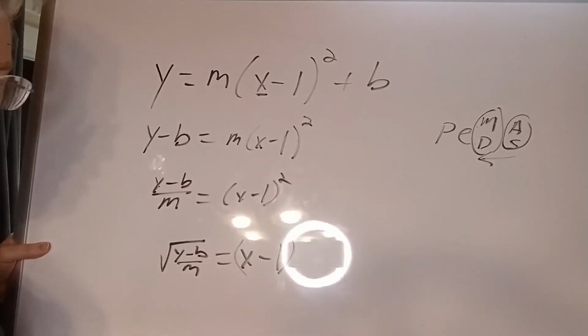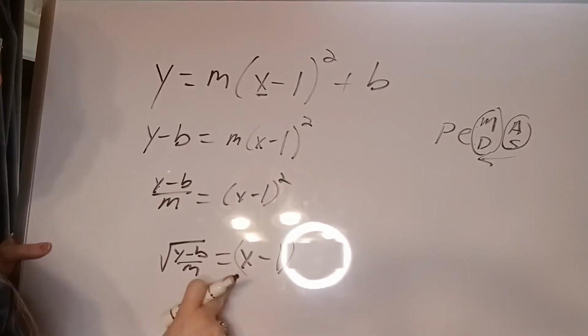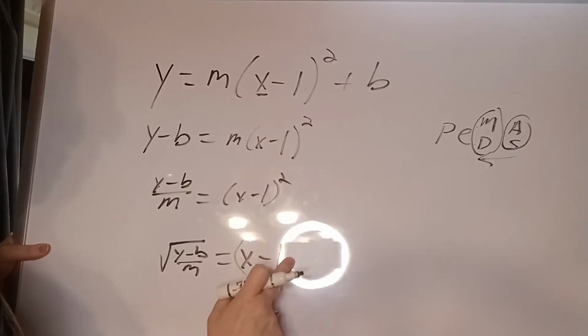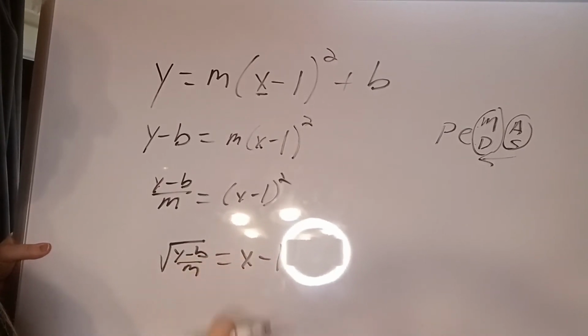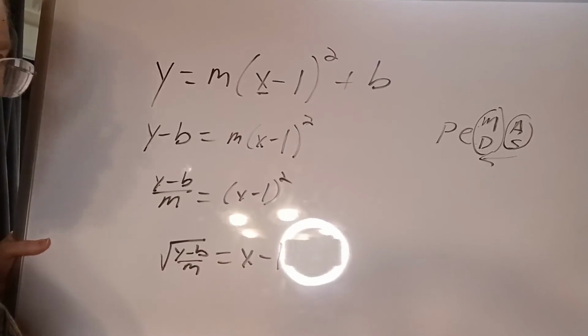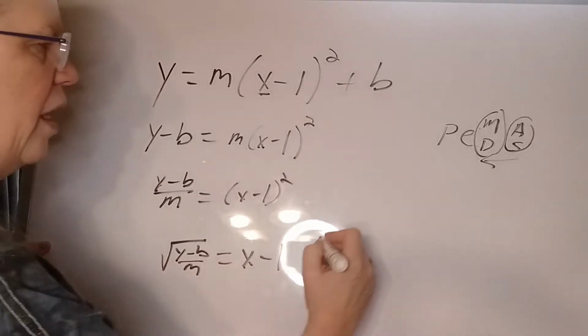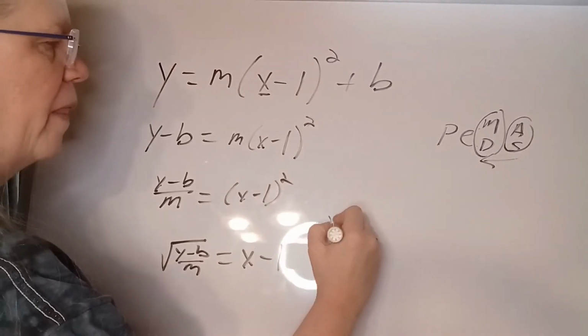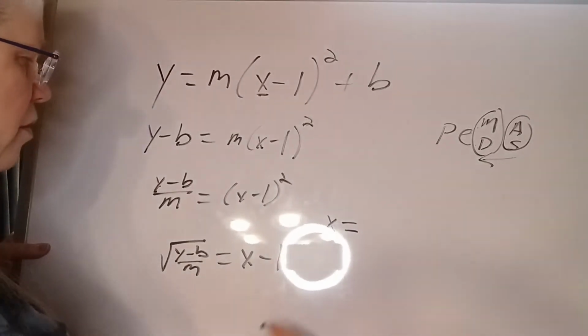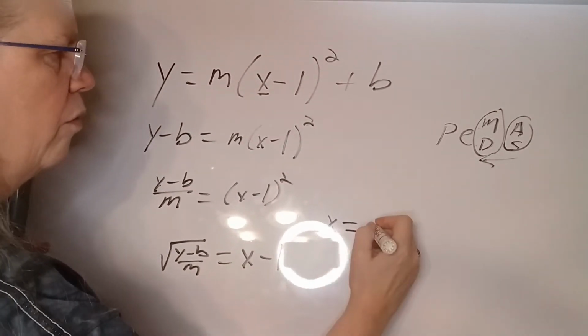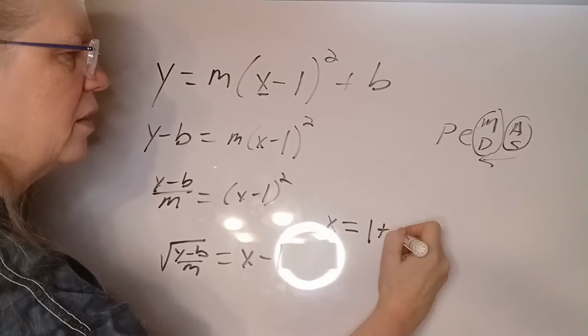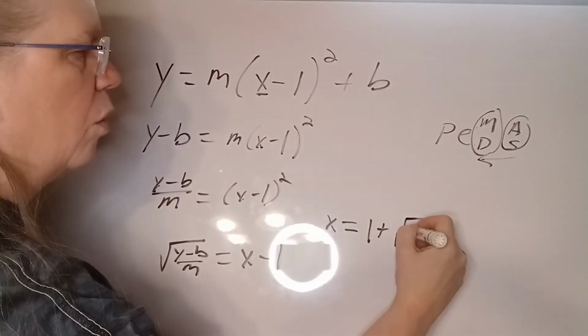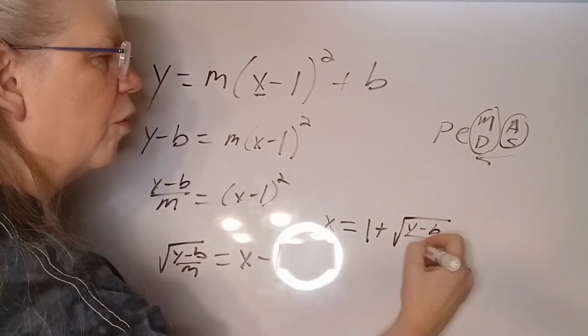All right, almost done. Now we've just got the parentheses. What's going on in the parentheses? We're going to add 1 to both sides. So we get x equals 1 plus the square root of (y minus b) over m.